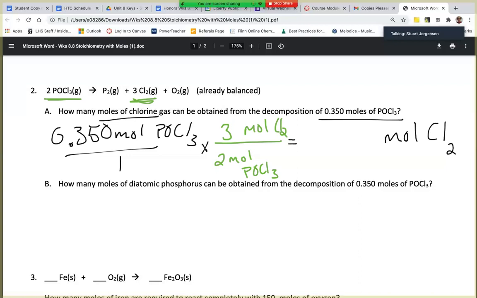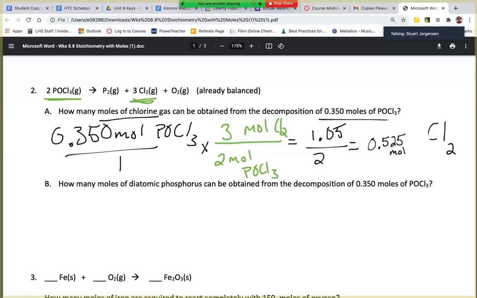And now we just got to solve. We take our 0.350 times 3, which gives us 1.05 in the numerator. 1 times 2 is 2, so we then divide by 2. So 1.05 divided by 2 gives us a final answer of 0.525 moles of chlorine gas actually being liberated or released in our decomposition of this gas. Again, the idea is that we can use the balanced equation to change from whatever we're in to whatever we're interested in, because we know the recipe, we know the ratio.